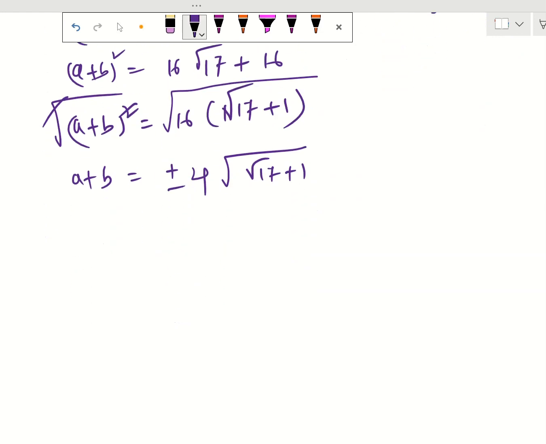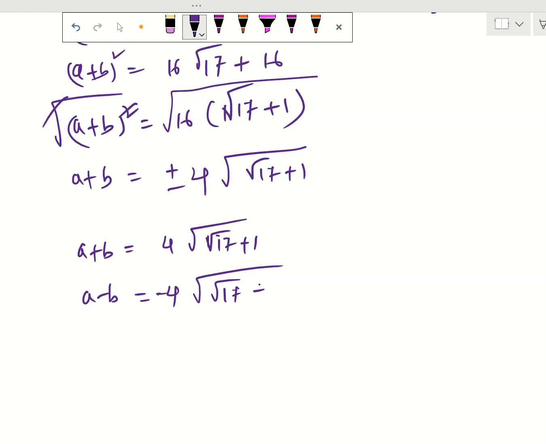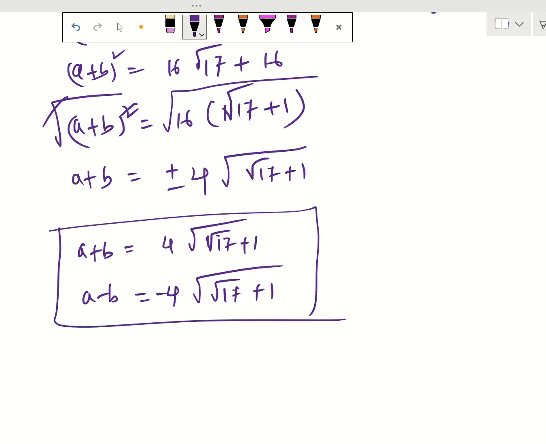So this also has two values: a plus b is equal to plus 4 square root of root 17 plus 1, and another value is a plus b equal to minus 4 into square root of root 17 plus 1. So these are the two possible values for the given problem.